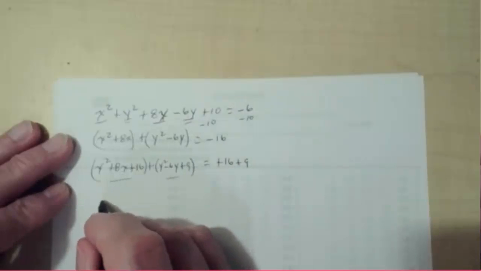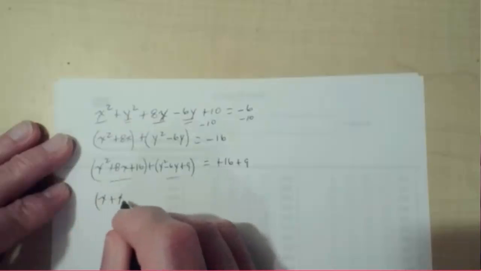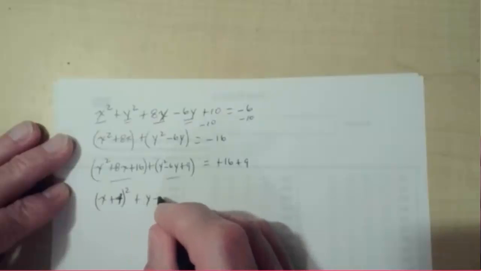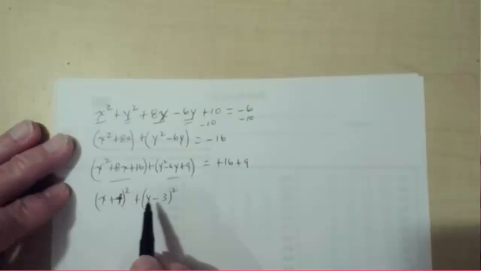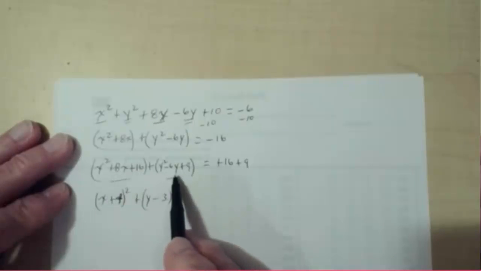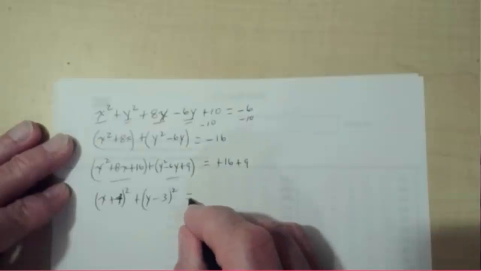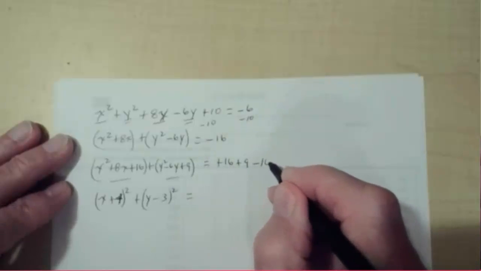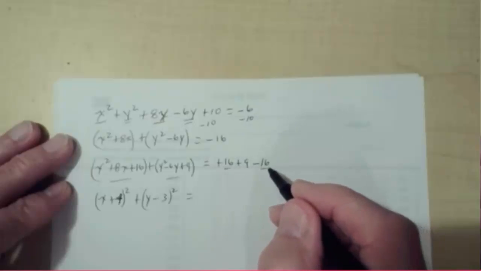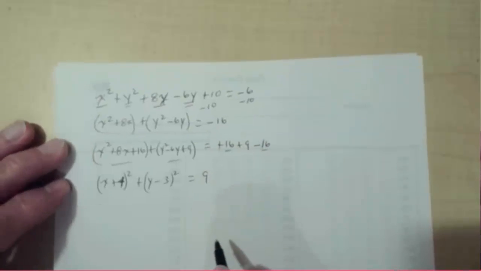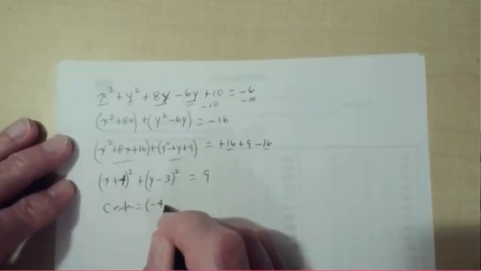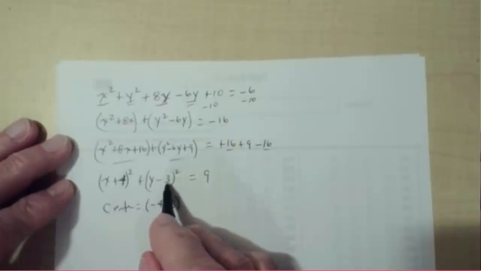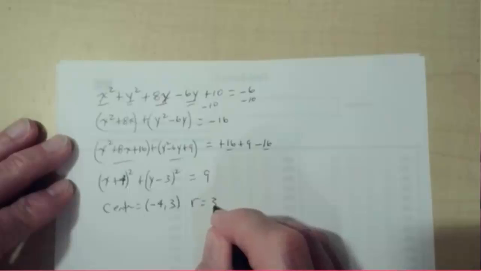These are perfect squares. This is x plus 4 all squared, plus y minus 3 all squared. And remember, you can get these numbers, the 4 and the negative 3, by taking half of the linear term. Equals negative 16 plus 16, which is 0, plus 9. So the center of our circle is negative 4, comma, positive 3, negative h, negative k, and the radius is 3.